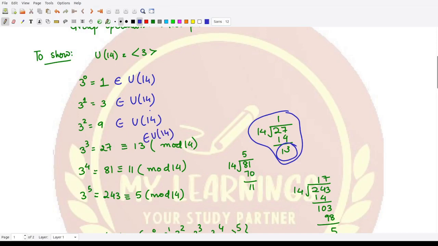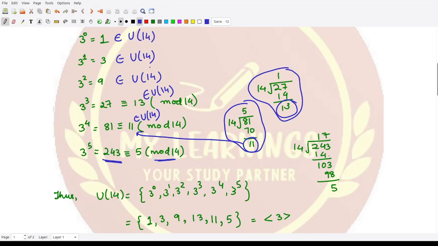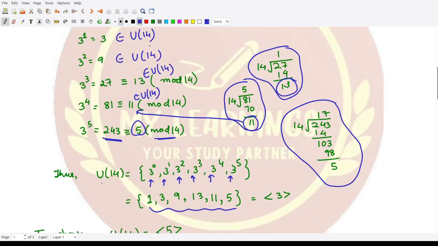What about 3 raised to power 4? It is 81. When you take 81 mod 14, the remainder comes out to be 11. So it is also a member of U14. Again, 3 raised to power 5 is 243, which is 5 when you calculate it under mod 14, right? So therefore we have 5 as the remainder. So you see here, once you take all the powers of 3 from 0 to power 5, you obtain all the elements of U14. Hence you can say the group U14 is generated from 3, right?